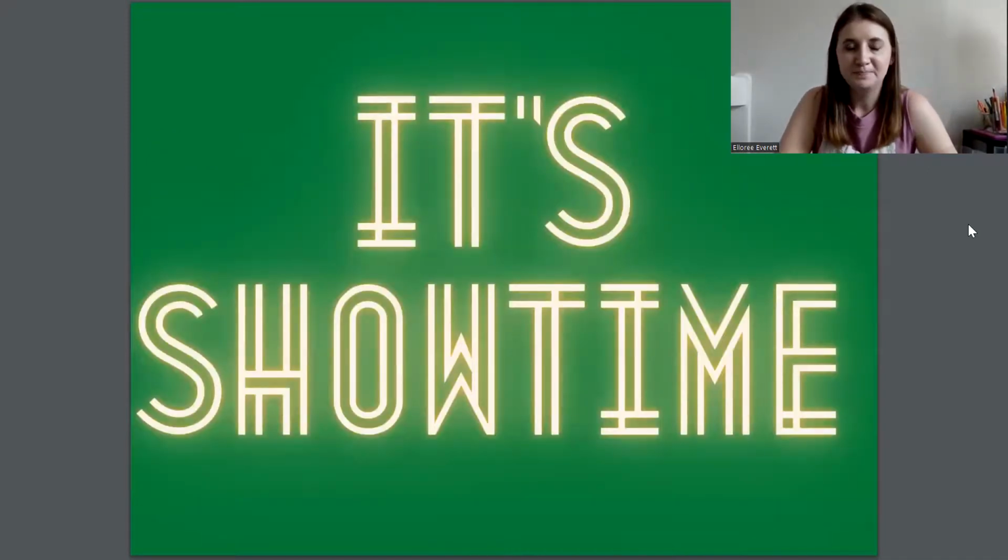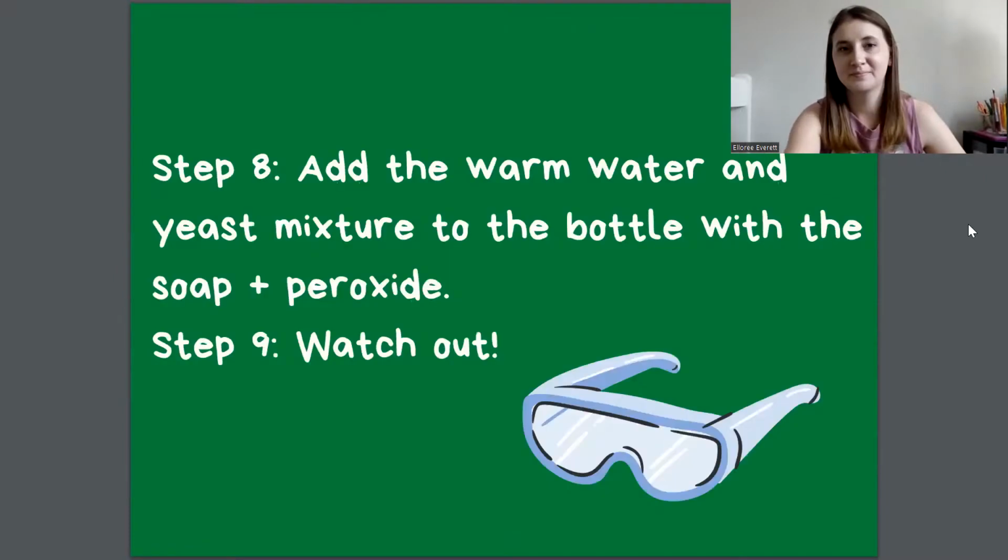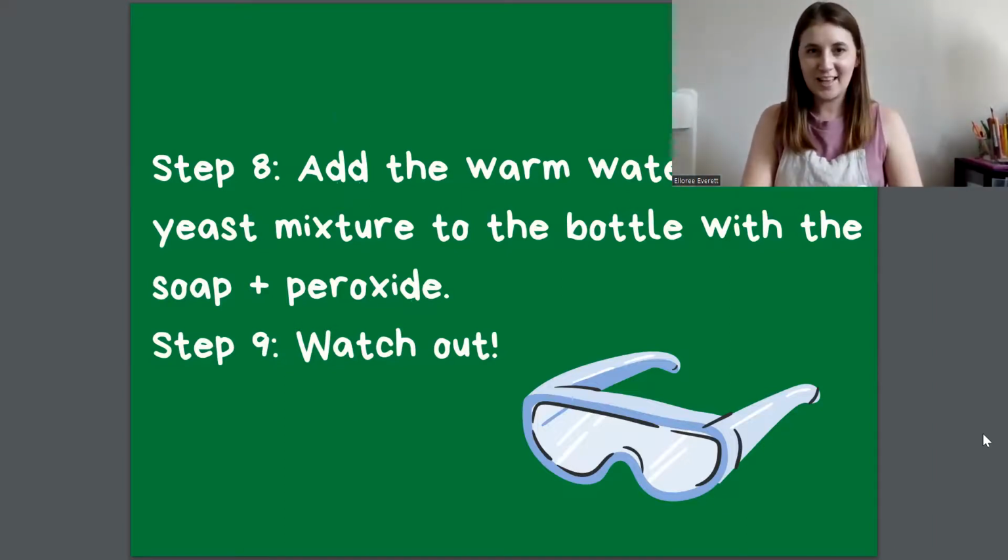Okay, everybody, it's showtime. I'm going to show you what to do on the screen, and then I'm going to blow up my image so you can watch the mess in real time. Are you ready? It's this simple, I swear. Step 8, add the warm water and yeast mixture to the bottle with the soap and peroxide, and then watch out. Remember to feel it for that exothermic reaction. I'm going to make this a little larger, and you and I are going to do this together.